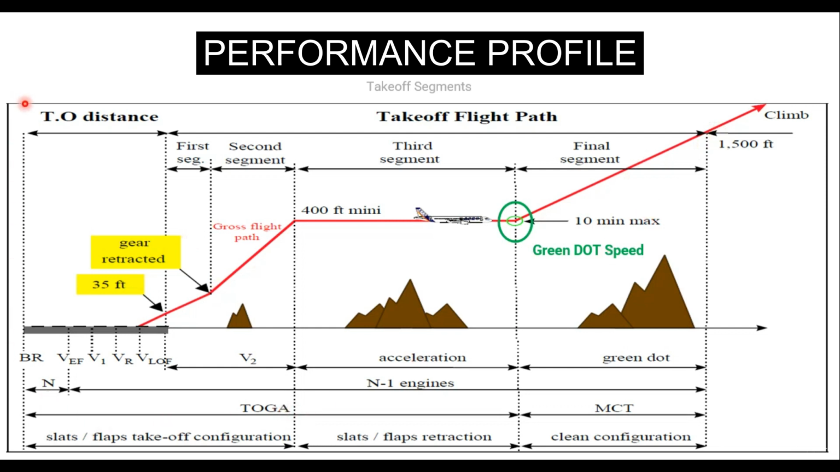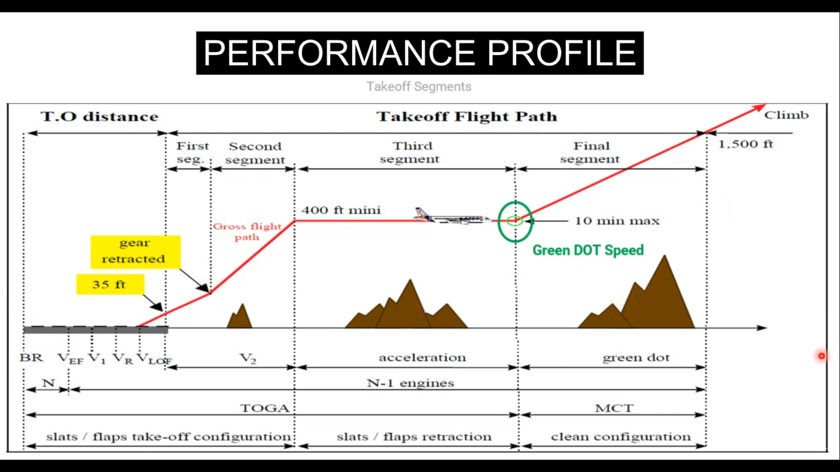You see, the 4 segments start from the takeoff distance. It's here. You see, it starts from a specific point where you start to take off with the aircraft. All of this is called the takeoff segments. So after the lift off, I start to count the 4 segments, but all of this is the takeoff flight path of the aircraft.